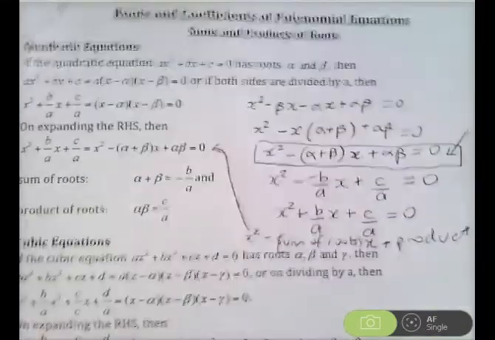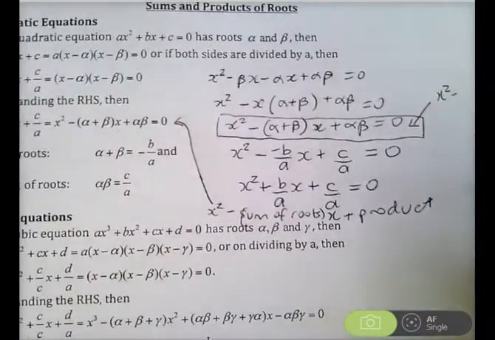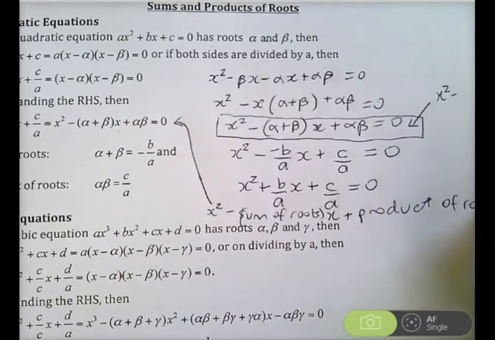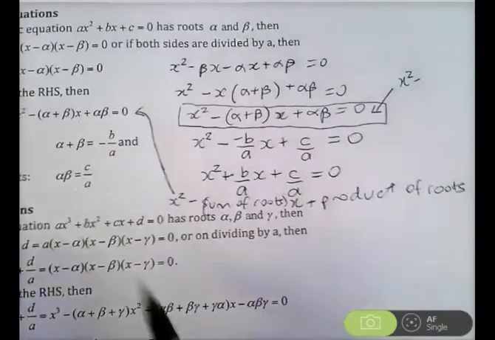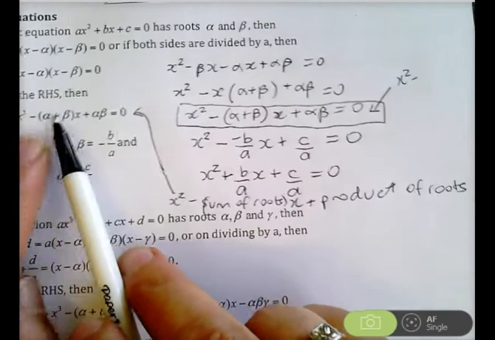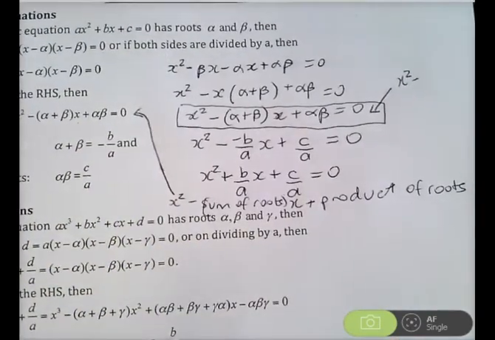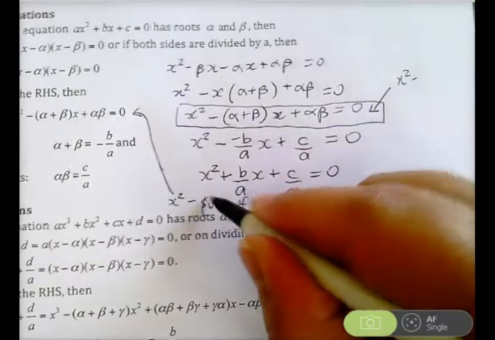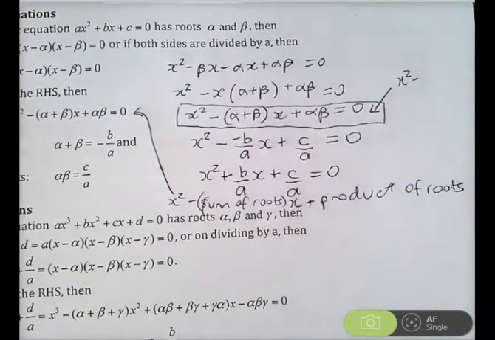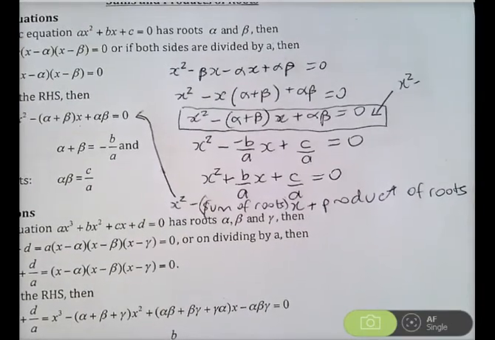I don't think you can see it properly. Plus product of roots. So I want that written next to that: this is x squared minus sum of roots times x plus product of roots. So x squared minus sum of roots times x plus product of roots. Got that idea? Now, we're going to do the same thing for a cubic.